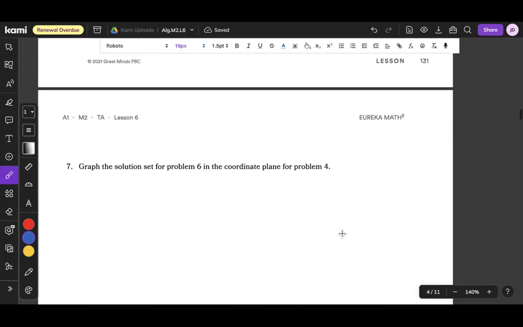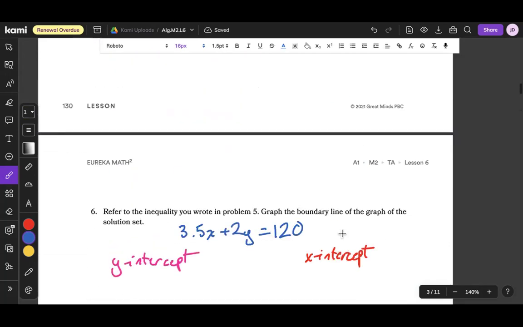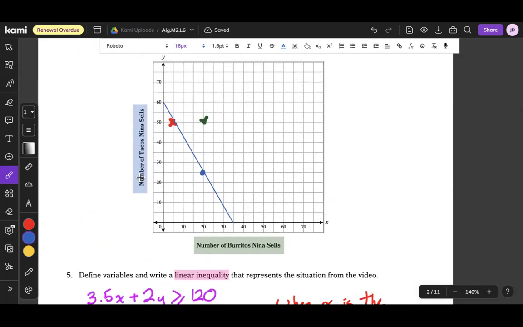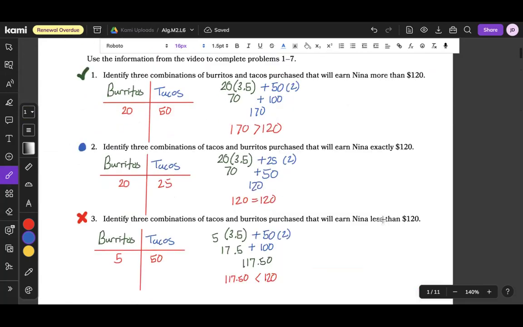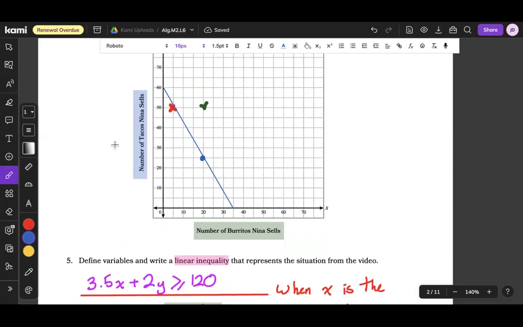And then number 7 is graphing the solution set for it in the coordinate plane. So that is of course figuring out which side, which half plane should be shaded. And if you marked 1 and 3, 1 is the ones in which she is making more than $120. So those are the ones that are on the side that is shaded.